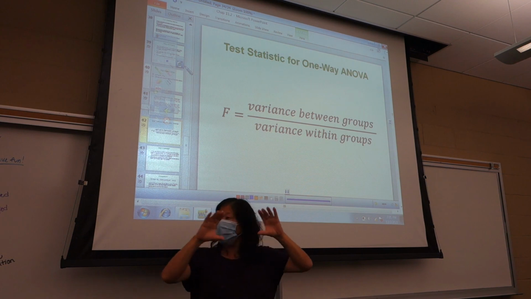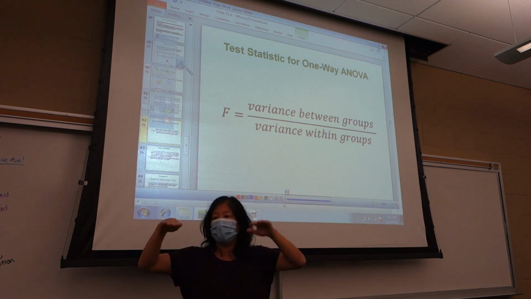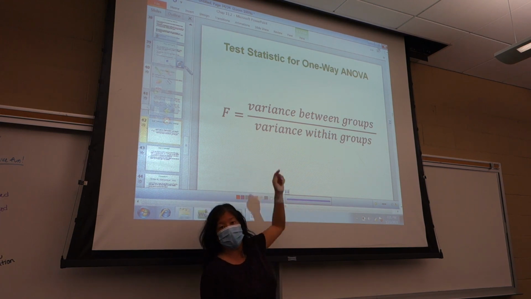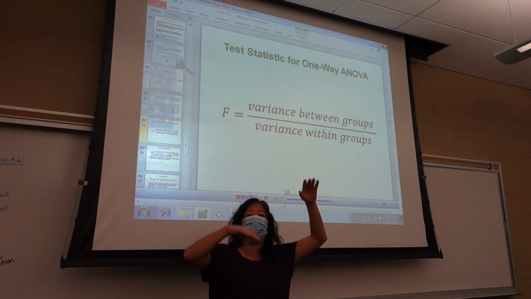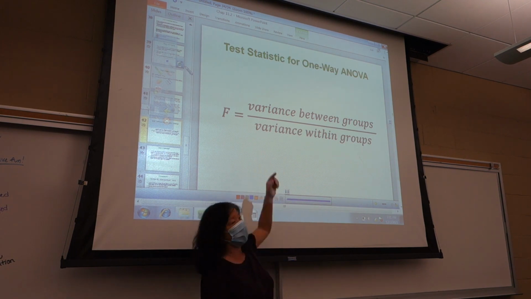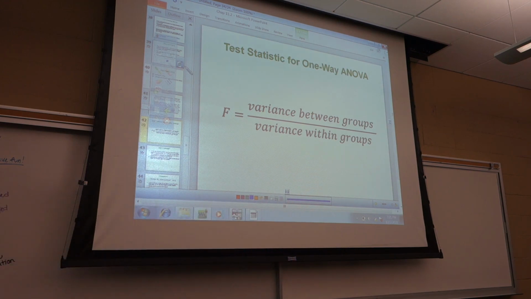Yeah. So if they were all the same height, then their between variances would be the same as their within variances, and we'd have something close to 1. But if their between variances are much bigger than their individual group variances, that's when this F statistic becomes large, and that's when we would reject H0. So that's kind of what we're looking at.